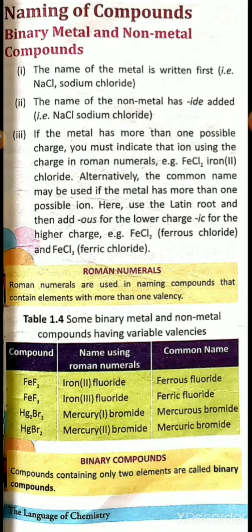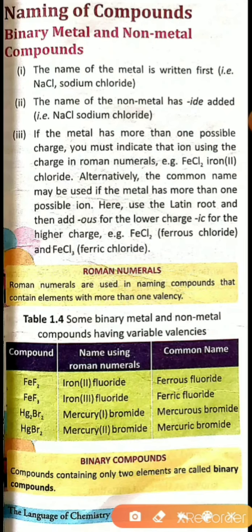Alternatively, the common name may be used if the metal has more than one possible ion. Here, use the Latin root and then add OUS for the lower charge, IC for the higher charge. Example, FeCl2 and FeCl3. Here you see sometimes they show variable valency, that depends upon the combining capacity of the atom. Sometimes they lose the electrons and sometimes they gain the electrons. That's why iron has two valencies.